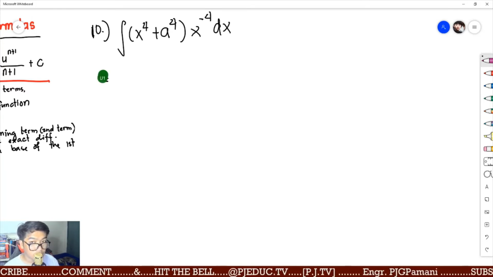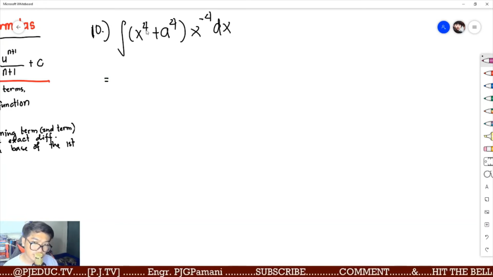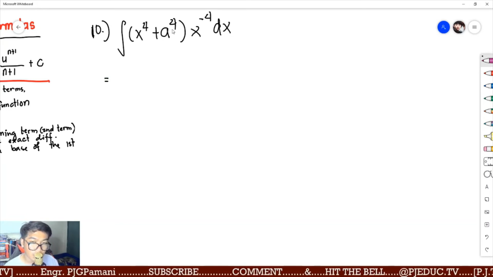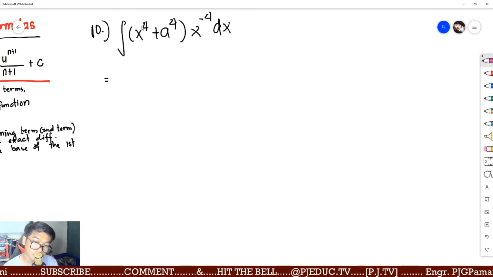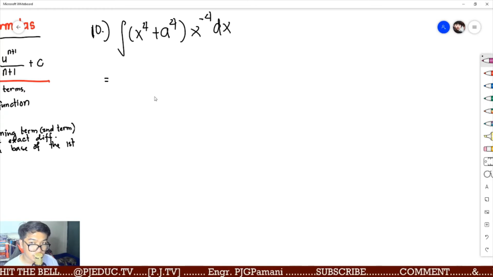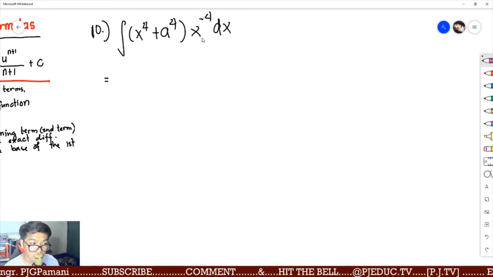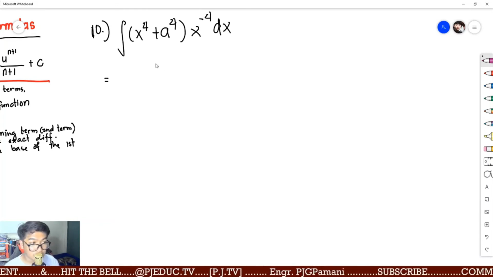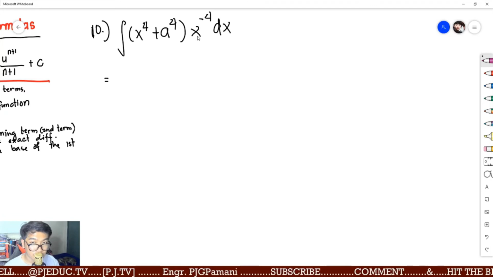Pwede mo bang integrate that as it is? Ganyan lang. Pag kinuha natin si x raised to the 4 plus a raised to the 4 as our integrand term u, differentiate, ang makukuha natin is 4x cubed dx. But, hindi siya parehas dito sa ating x raised to negative 4 dx. But then, we have that basic knowledge in algebra. We'll have to distribute this variable to this term para mas madali nating ma-evaluate yung ating integrand.